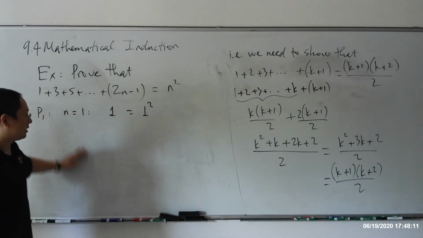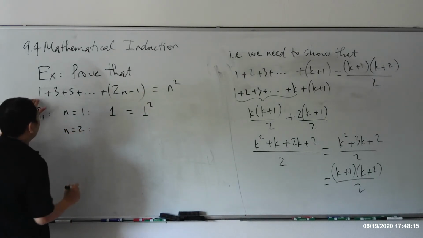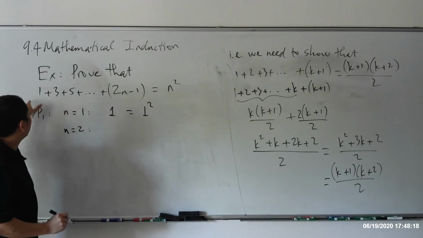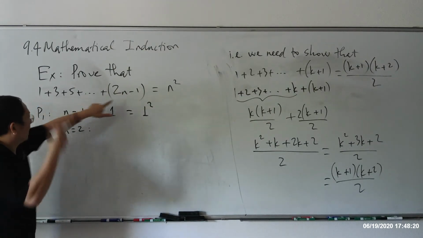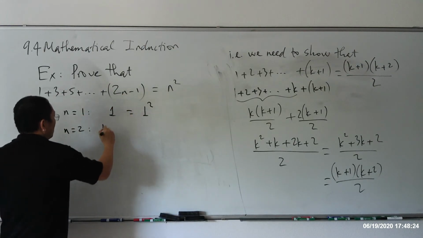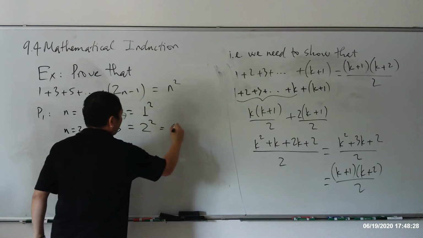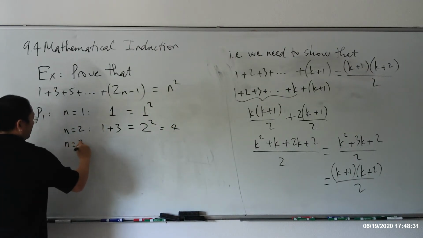Okay, so I'm gonna check for a couple more. Try n equal to 2. See what you got on the left hand side. N equal to 2 here means what? The sum of the first two odd numbers. So the last term will be what? 2 times 2 minus 1 is 3. So 1 plus 3. Is that equal to 2 squared? Yes, equal to 4.